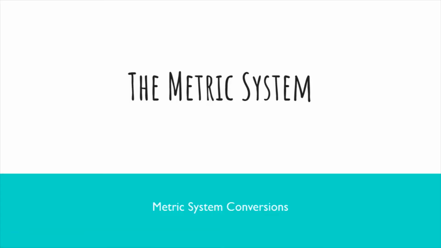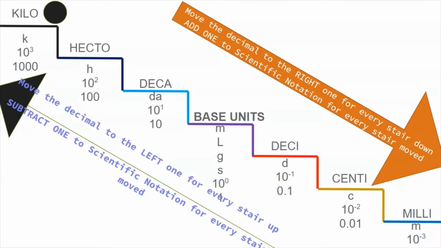We're discussing the metric system and how to complete conversions within the metric system. From previous items, you see that this is the metric system with the same staircase you've seen before: kilo, hecto, deca, then your base units, and deci, centi, milli. What's important to note is that we've added these two arrows.